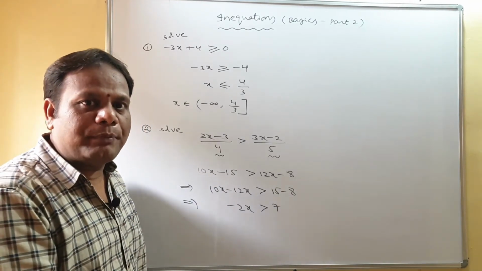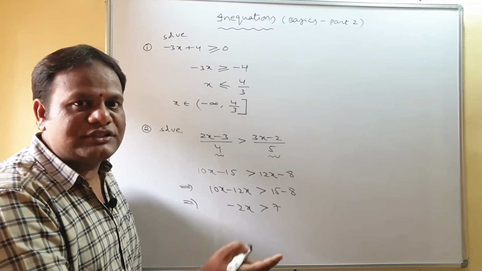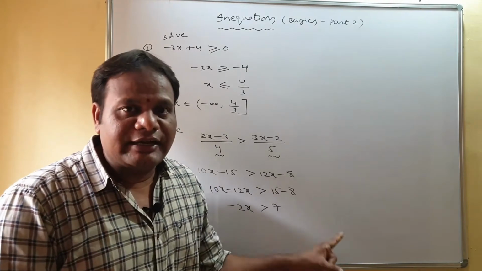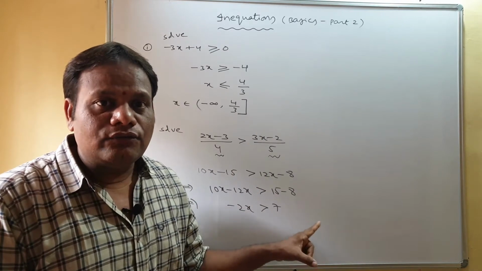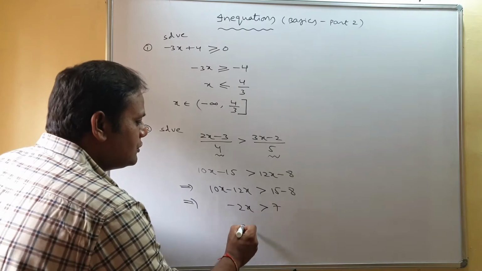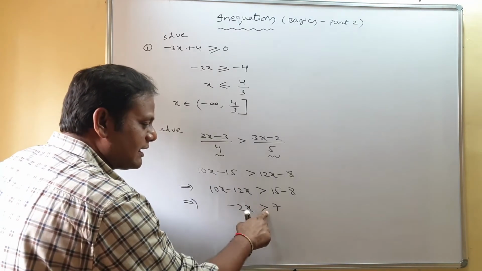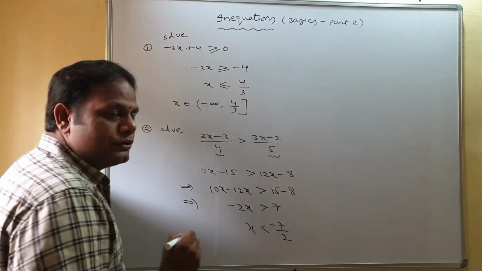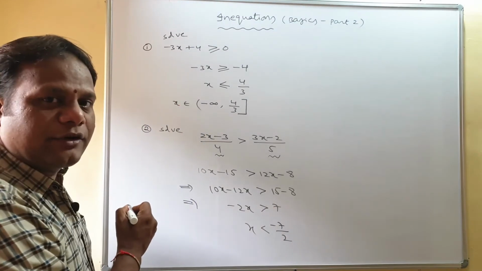If you multiply any inequation with a negative or divide with a negative, what will happen? The inequation sign changes. So x, this greater than becomes less than minus 7 by 2. So x less than minus 7 by 2.